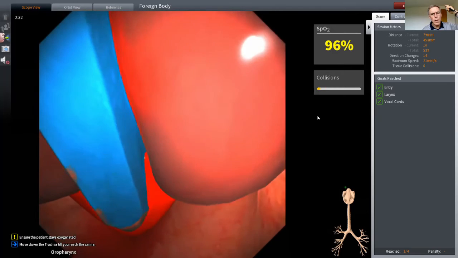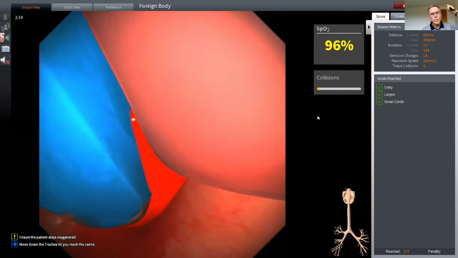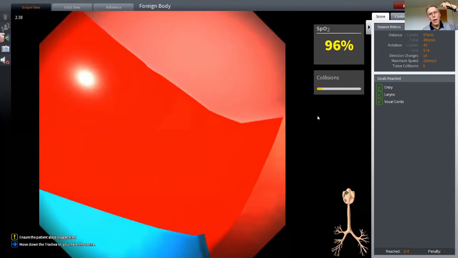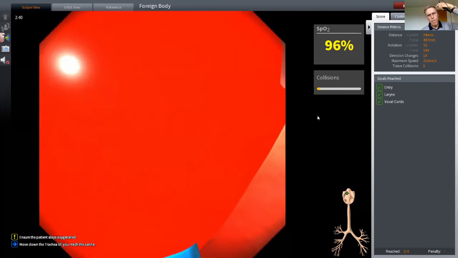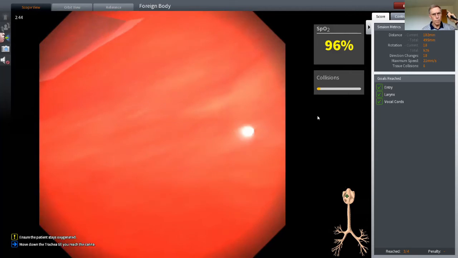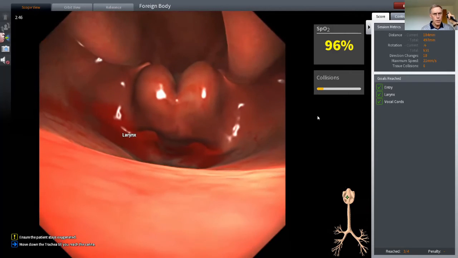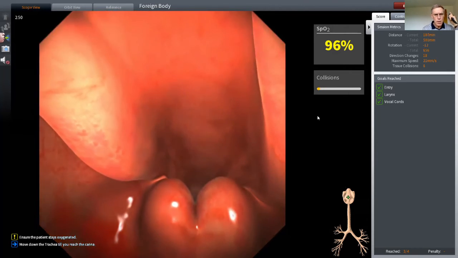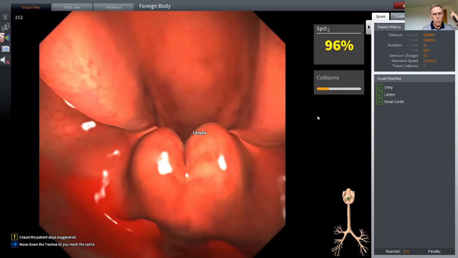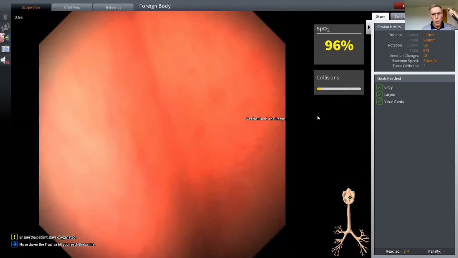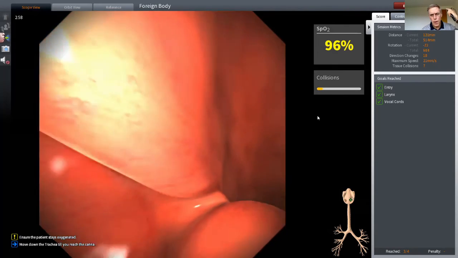Down below the tongue, working my way forward along the edge of the and there's the larynx. So there's the arytenoids, a nice anterior view of where I want to be. Gently moving forward over the top of the arytenoids.